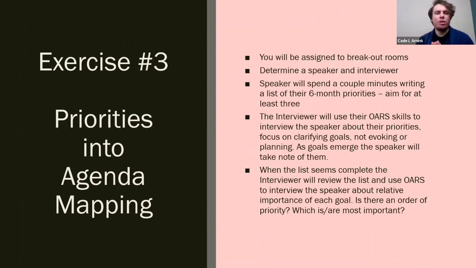And so the goal of this exercise, the speaker will spend a couple minutes writing a list of their 6-month priorities. The goal is to aim for at least 3 priorities you want to accomplish in the next 6 months.